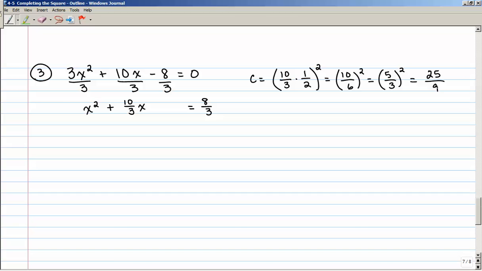And now just square the top and the bottom. 25/9. Now, don't freak out. It's going to work out okay. I promise. So let's add that to both sides. Let's add 25/9 plus 25/9.